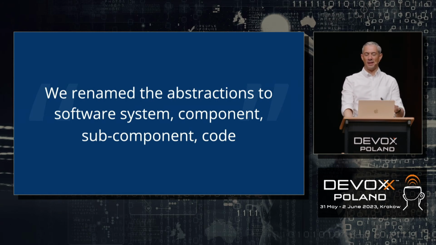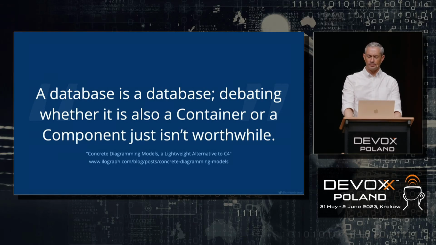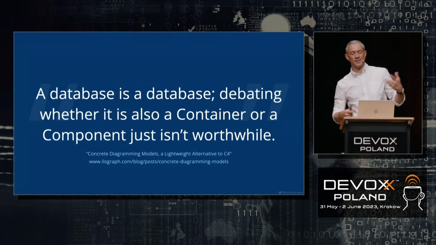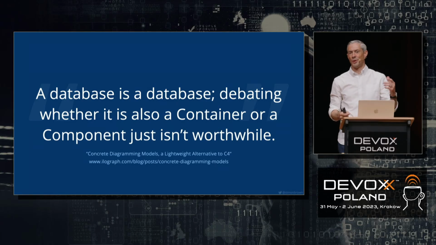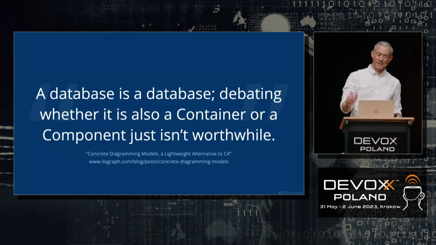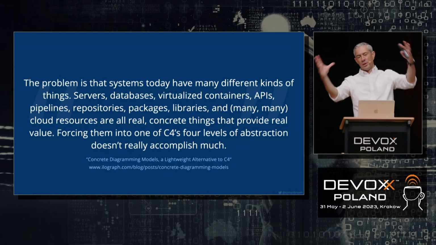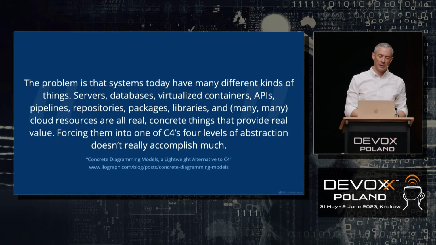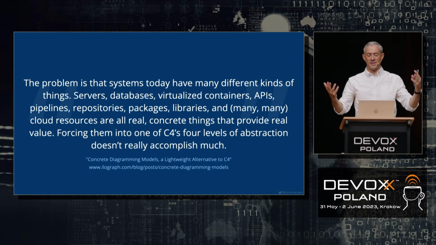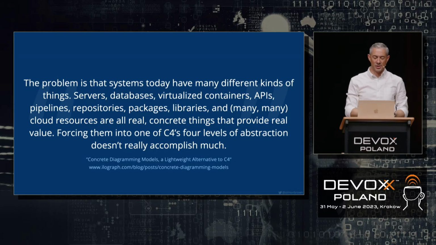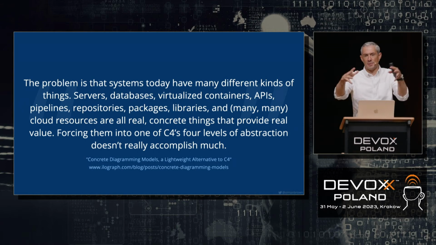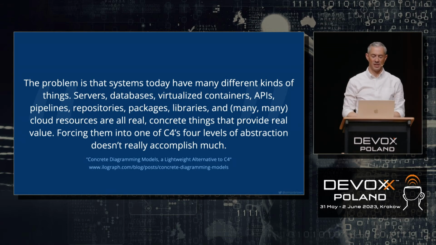On this whole naming thing and abstractions in general, I saw this online earlier in the year. A database is a database. Debating whether it's also a container or a component just isn't worthwhile. Where did that come from? It's a snippet from a much bigger blog post, which you can find here. And this is the context. The problem is that systems today have many types of things, servers, databases, APIs, etc. And trying to force them into C4's four abstractions is not worthwhile, is essentially what this post was all about.